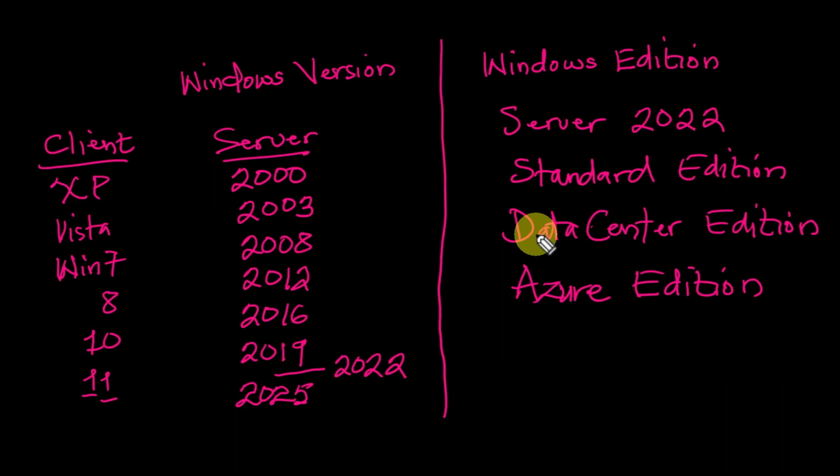So you have the standard edition, and you can have standard edition installed as server core, or you can have standard edition installed with the desktop experience. And then the datacenter can also be installed as a datacenter server core, or it can be installed with the desktop experience. But regardless, these are pretty much the three editions of Windows Server 2022 that we have: the standard edition, datacenter, and then the Azure edition. So that's the difference between Windows version and Windows edition.